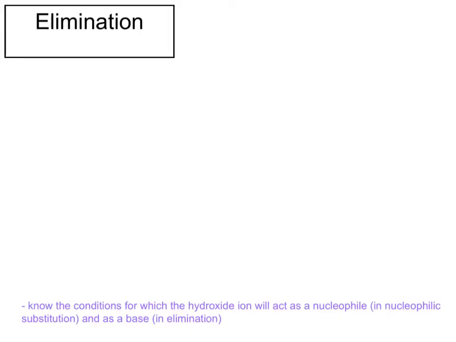Now we saw in the previous slide the hydroxide ion reacting with the following molecule in an elimination reaction. But the hydroxide ion also can act as a nucleophile in nucleophilic substitution. So depending on the conditions, these two reactions will occur. And we've got to think about these two conditions before we decide which reaction will occur.